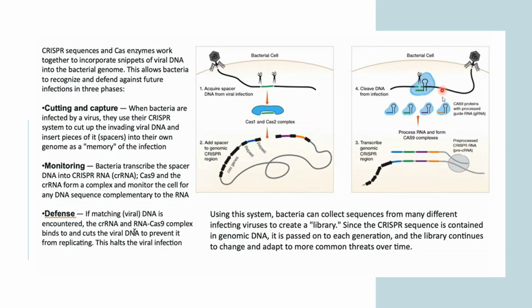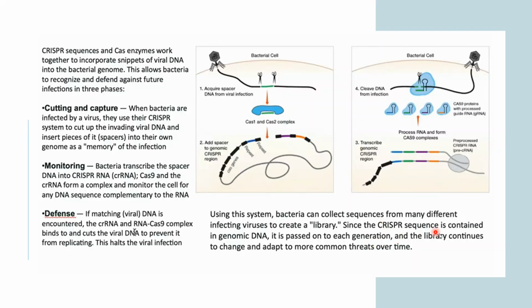They will leave the DNA wherever this viral DNA memory is stored. Okay, so that is how they store the memory of viral infection by some virus. So, using this system, bacteria can collect sequences from many different infecting viruses to create a library. Right. So, this is how they will do it for a number of viruses. They will follow the same three steps again and again to keep the memory of many viruses, and they create a library over it.